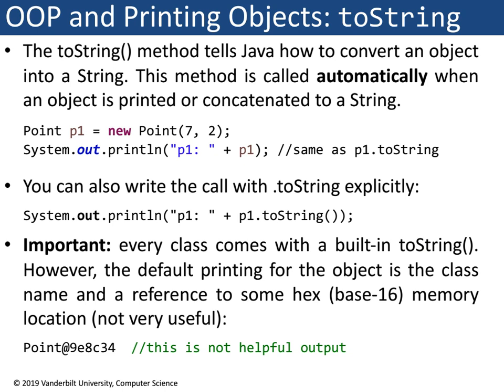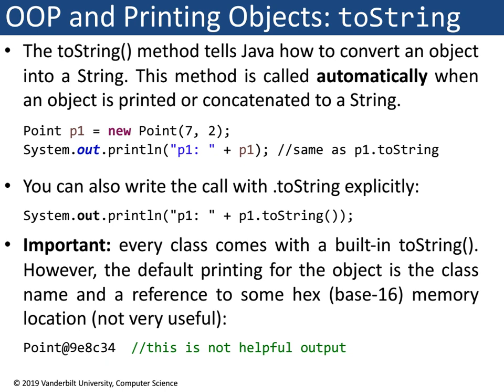The reason that they all come with a built-in toString method is because the toString method is what tells Java how to convert an object to a string. So it's a prerequisite. Every object has to have a toString method, and if you don't define one, Java will give you one, the default toString method, and the default just returns the name of the class and the location of this object in memory. So if we don't want this to be printed out, we need to define our own toString method.